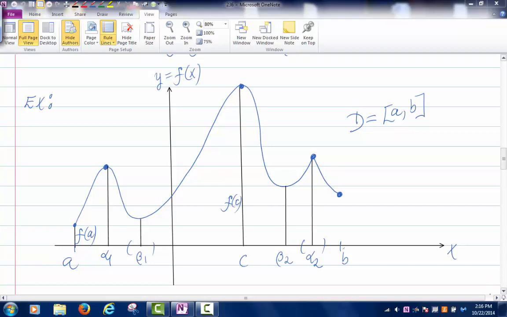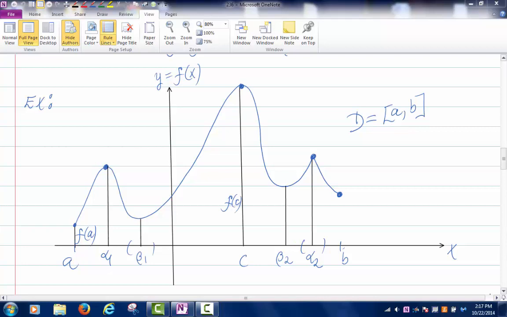Okay, so let's say I have the graph of a function f like this, and we now understand what we mean by the absolute maximum value of the function on the interval from a to b. So what is the maximum value of this function on the interval from a to b? Well, that's the value f of c. What's the minimum value, absolute minimum value, or the global minimum value of the function on this interval from a to b? Well, that's f of a.